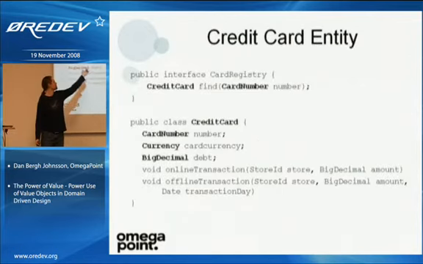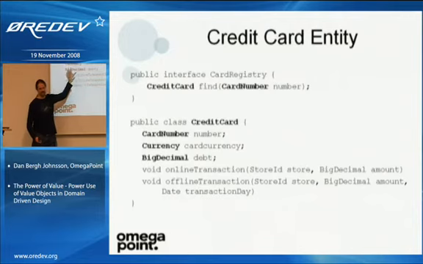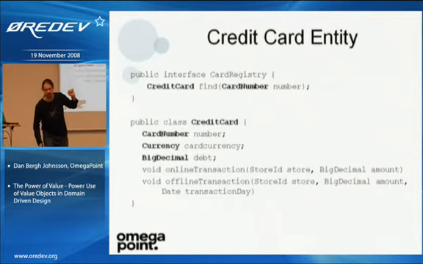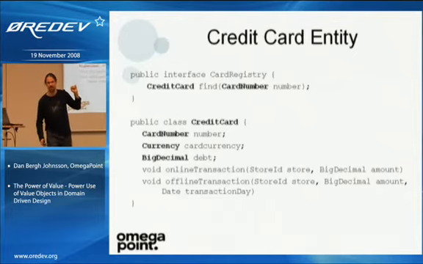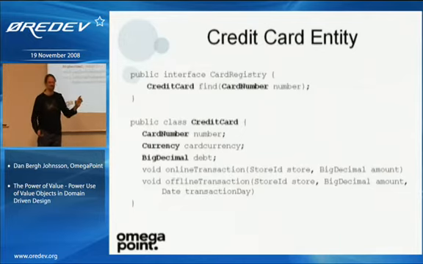So basically, we have some card registry. But the credit card has got a number, a currency which it is denominated in, and a debt, which in this case is a BigDecimal. I hope no one here uses double for monetary amounts or financial calculations. Double is for scientific calculations. You can't represent 1/100th exactly in a binary representation. So, hint, use BigDecimal.